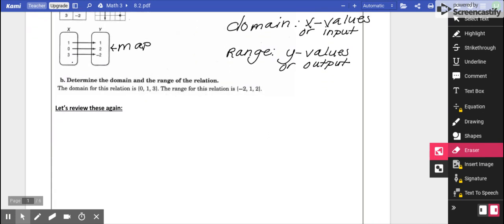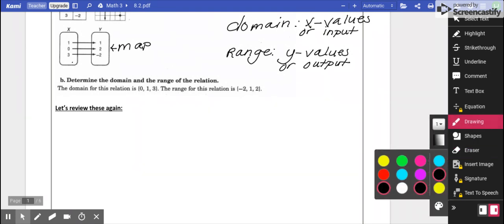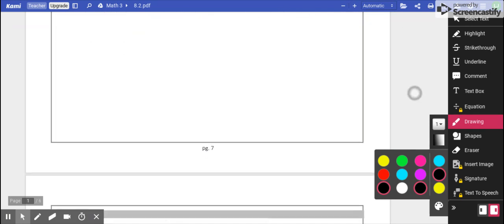Now when we're writing out the domain and range of the set of ordered pairs, we want to put it into brackets. So I have 0, 1, 3, with a comma between, and then I have negative 2, 1, and 2. Let's take a look a little further down.